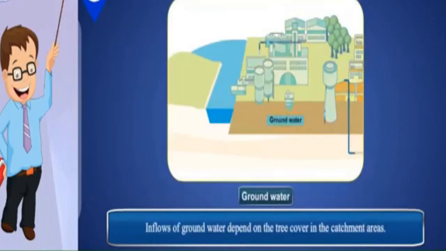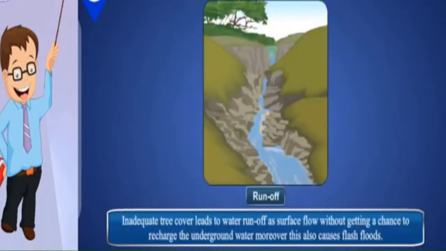Inflows of groundwater depend on the tree cover in the catchment areas. Inadequate tree cover leads to water runoff as surface flow without getting a chance to recharge the underground water. Moreover, this also causes flash floods.